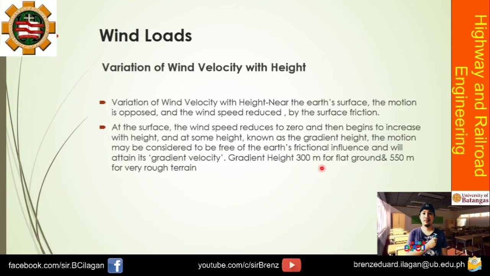So variation of wind velocity with height. So explain natin. So ano ba yung sabi kanina, 'di ba? Habang tumataas, lumalaki yung wind pressure mo. Variation in wind velocity with height: near the earth's surface, the motion is opposed and the wind speed reduced by the surface friction. At the surface, the wind speed reduces to zero and then begins to increase with height. So, coming dun sa pinaka-bottom niya, naka-0 siya and then unti-unti siyang lumalaki yung value sa pagtaas niya.